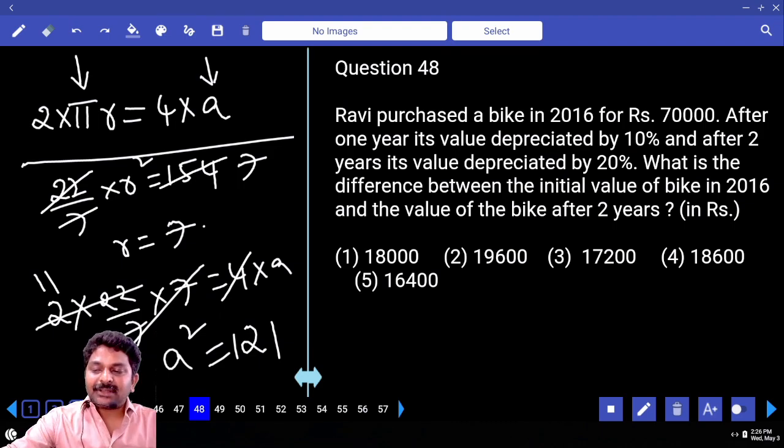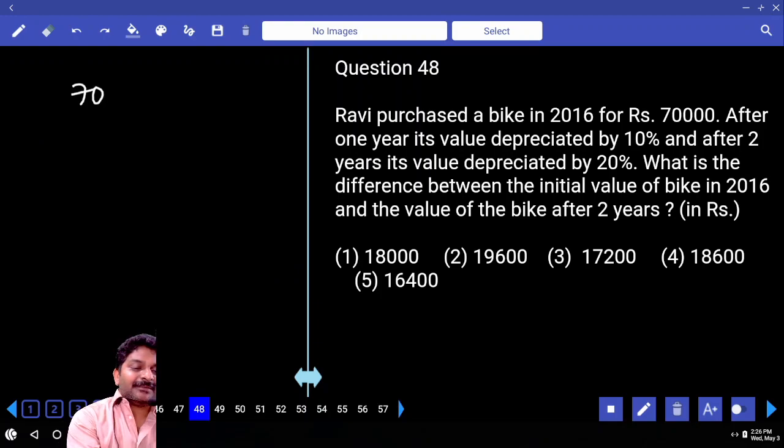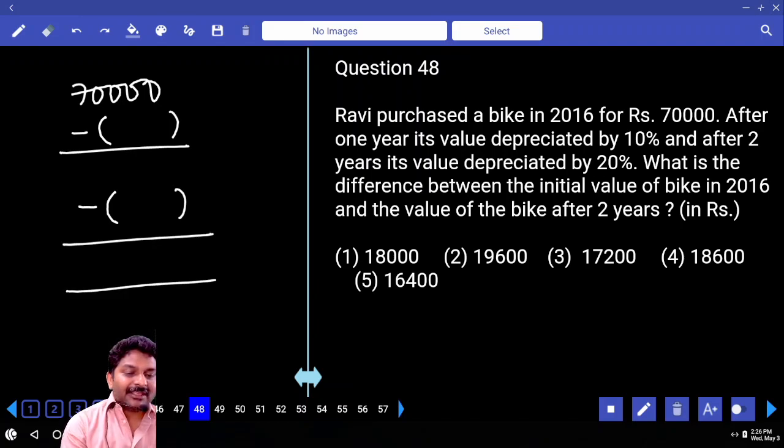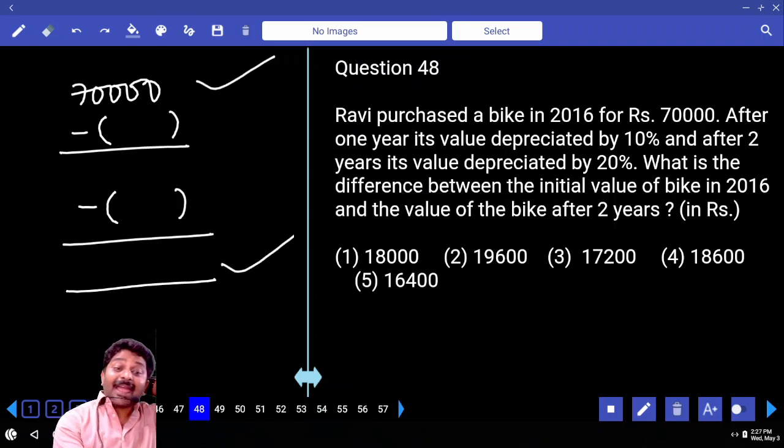Ravi purchased a bike in 2016 for 70,000. After 1 year, its value depreciated by 10%. After 2 years, its value depreciated by 20%. What is the difference between the initial value of the bike in 2016 and the value of the bike after 2 years? Okay, initial value, how much is that? And the first year it decreases by some number, am I right? And again the second year it decreases by some number, and finally you get the value after 2 years. Now the question is about the difference between this number and this number, correct? Can I add these two numbers?